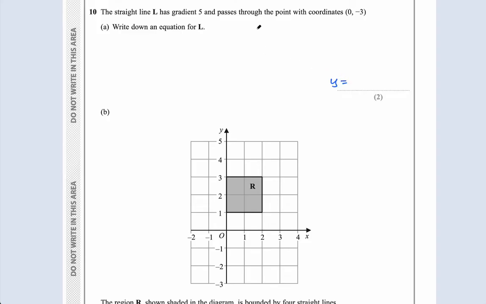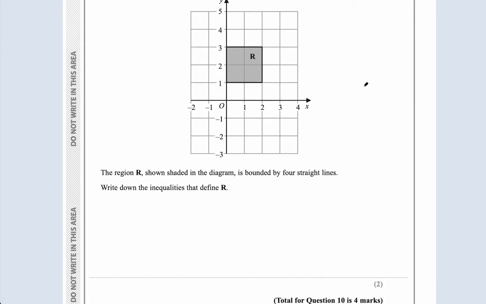We know the formula y equals mx plus c, where m is the gradient. Our gradient is 5, so 5x, and the c is the y-intercept. Because the coordinates are (0, -3), if the x is 0, that is the y-intercept. So it's just minus 3. And that's it.